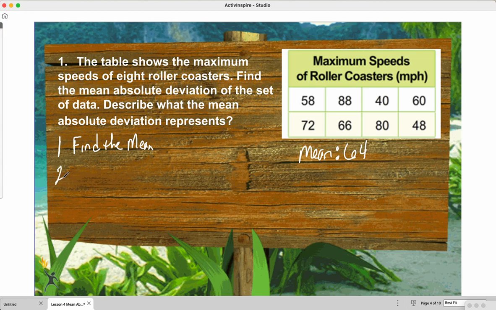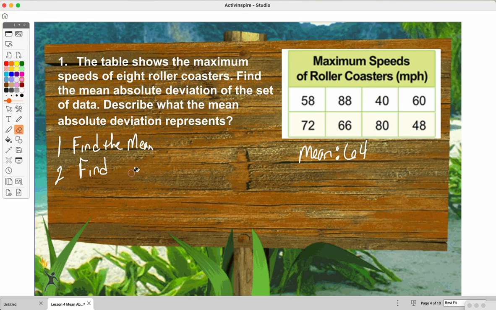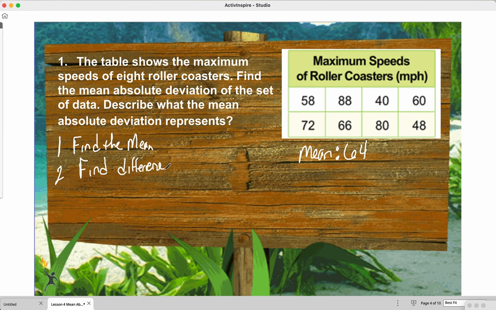The second thing I'm going to do is find the distance each number is from that mean. So I'm going to find the difference between the mean and each data point. So it's going to be mean minus each data point. Because we have some that are above the mean and below the mean, we're going to use absolute value bars to show that we're not looking at the positive or negative value, which direction it is from the mean. We're just looking at how far it is.